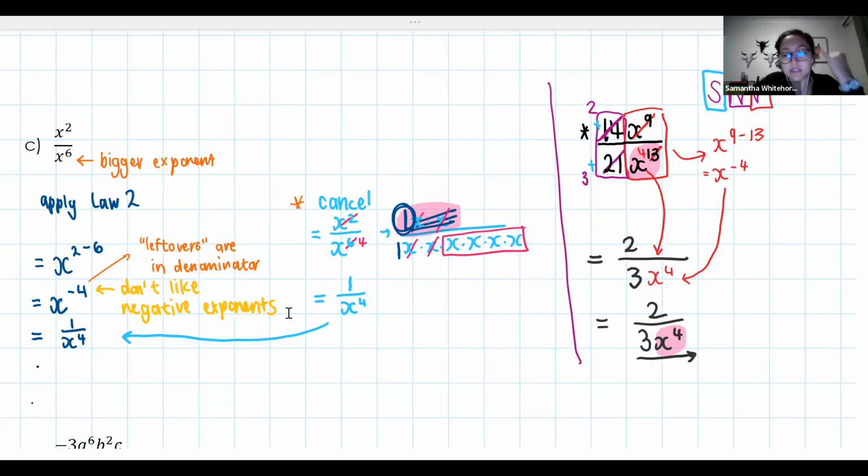Positive divided by a positive is a positive, so I know my answer is positive. Once I've dealt with the signs, I move on from that. Then I go on to the numbers. 14 divided by 21, I simplify that to get 2 over 3. Then I move on to my variables, the x to the power 9 divided by x to the power 13, and I apply my law. So all it is is breaking down your multiplication and division into steps so that you're correctly getting your answer. That's really all it is.